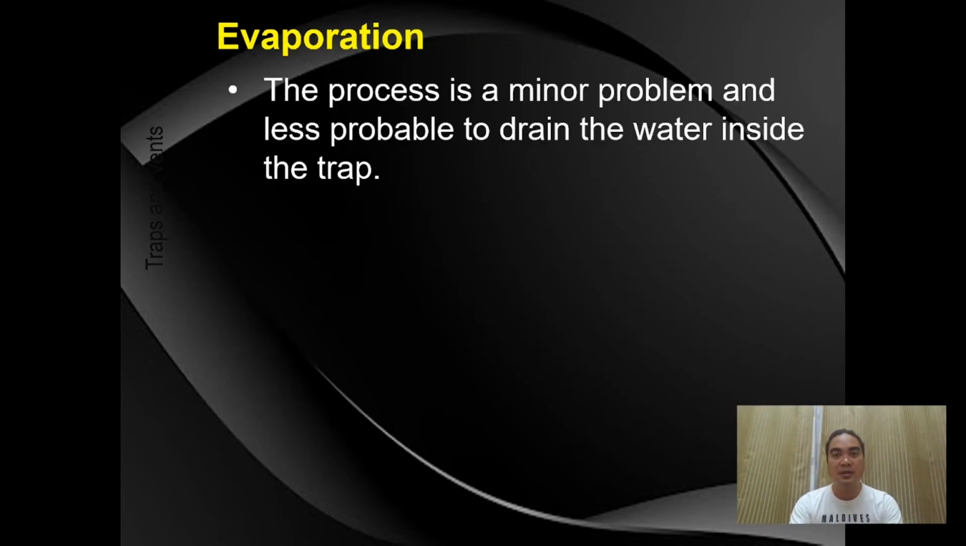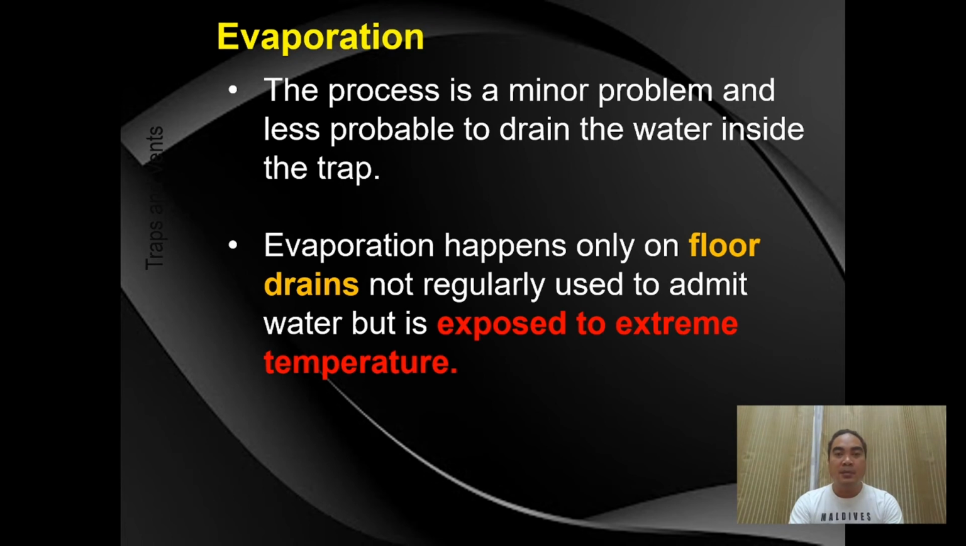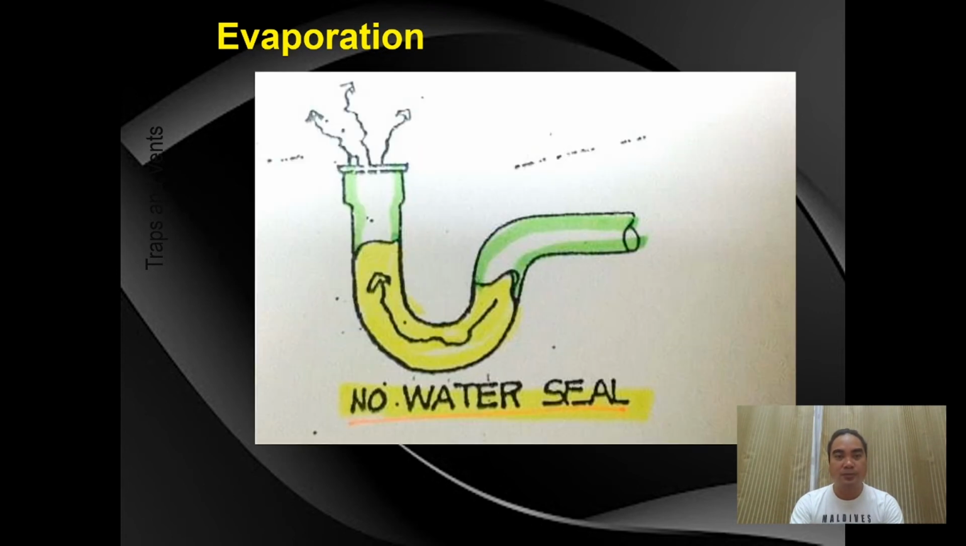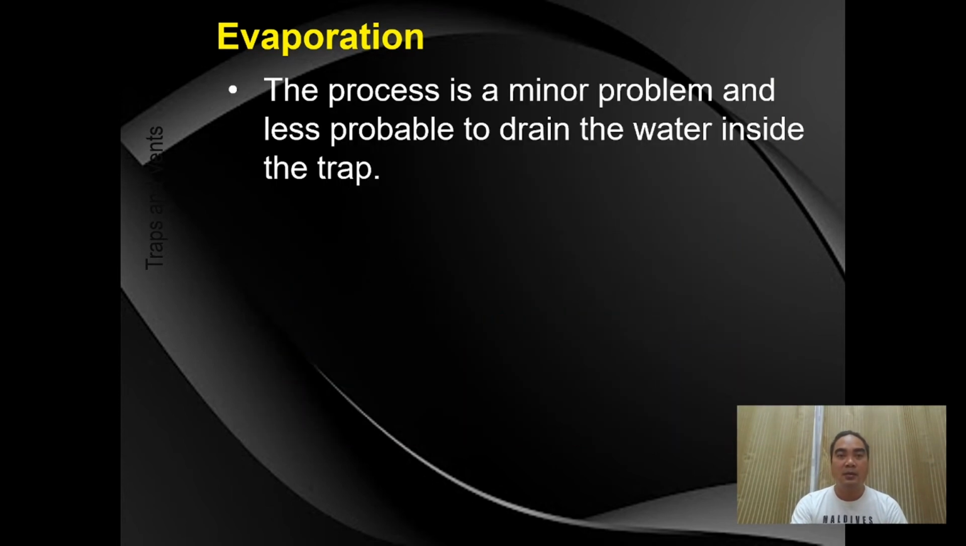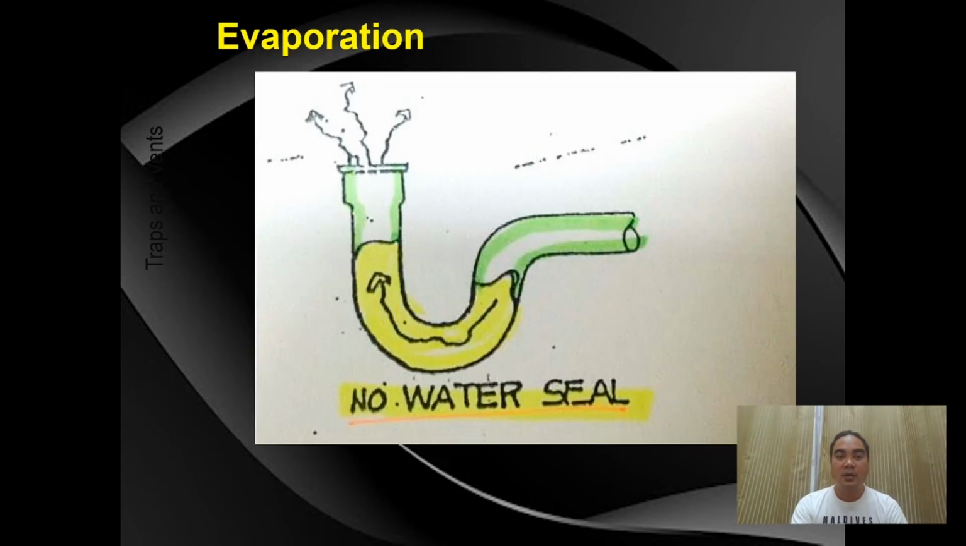Evaporation. The process is a minor problem and less probable to drain the water inside the trap. Evaporation happens only on floor drains not regularly used to admit water, or in exposure to extreme temperature. Evaporation. Normally, ito yung one of the causes ng water seal loss.